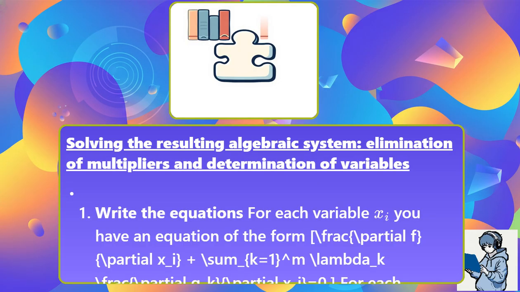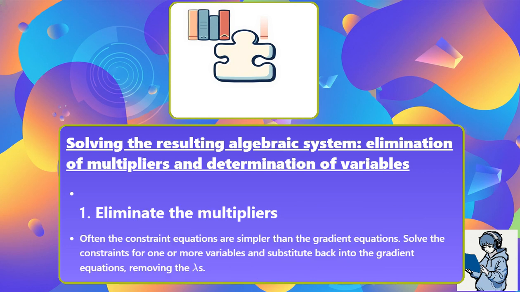For each variable x_i, you have an equation of the form partial f partial x_i plus the sum from k equals 1 to m of lambda_k times partial g_k partial x_i equals 0. For each constraint you have g_k(x) = 0. Often the constraint equations are simpler than the gradient equations. Solve the constraints for one or more variables and substitute back into the gradient equations, removing the lambdas.